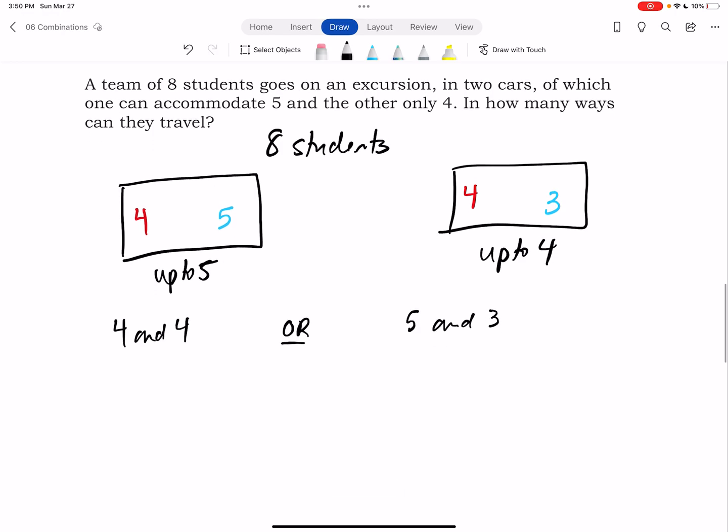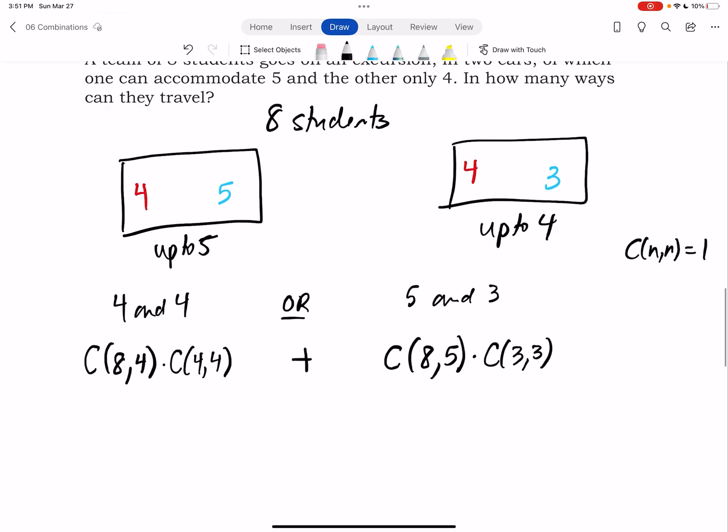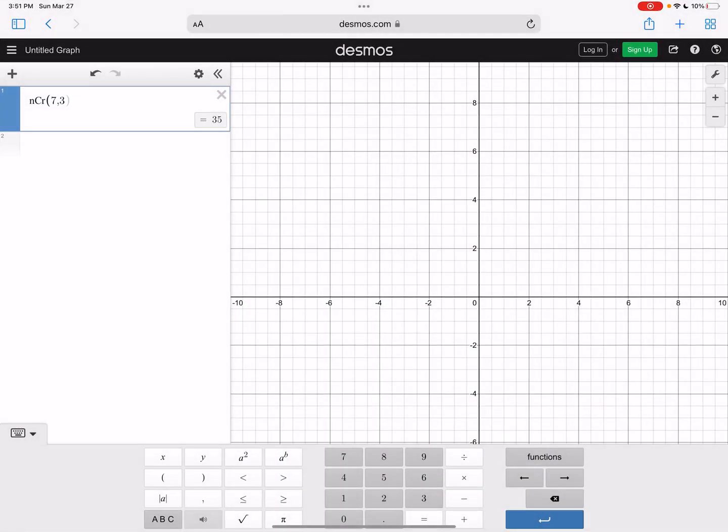So to break them into a group of 4 and 4, I'm going to take the 8 students and I'm going to choose 4 of them. And then there's only 4 left, and I have to choose all 4 of those to go in the other car. Or, if you remember from previous, when we say the word or, we add. I can break them into a group of 5 and 3. So take the 8 students, choose 5 of them, and then I have to choose the last 3 of them, right? So C of n comma n is always going to be 1. If you're choosing all the people, there's only one way to do it, right? So I want to do C of 8 comma 4 and C of 8 comma 5.